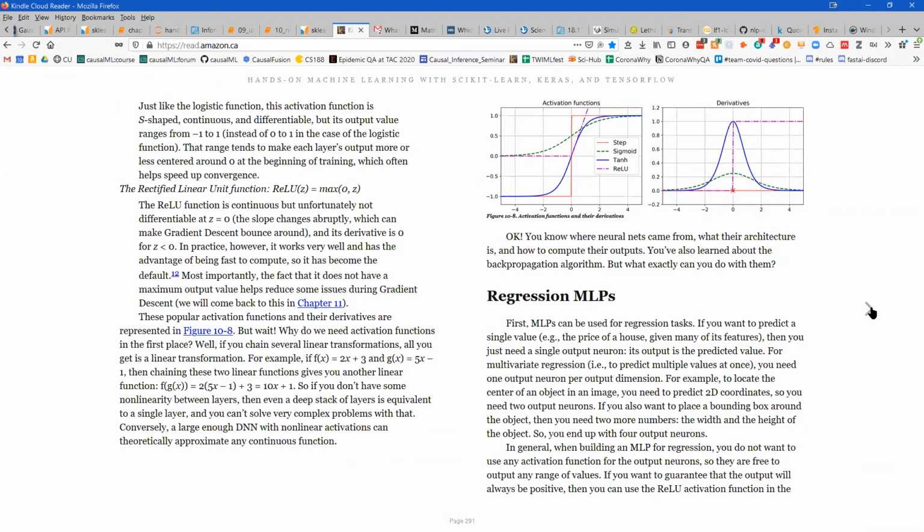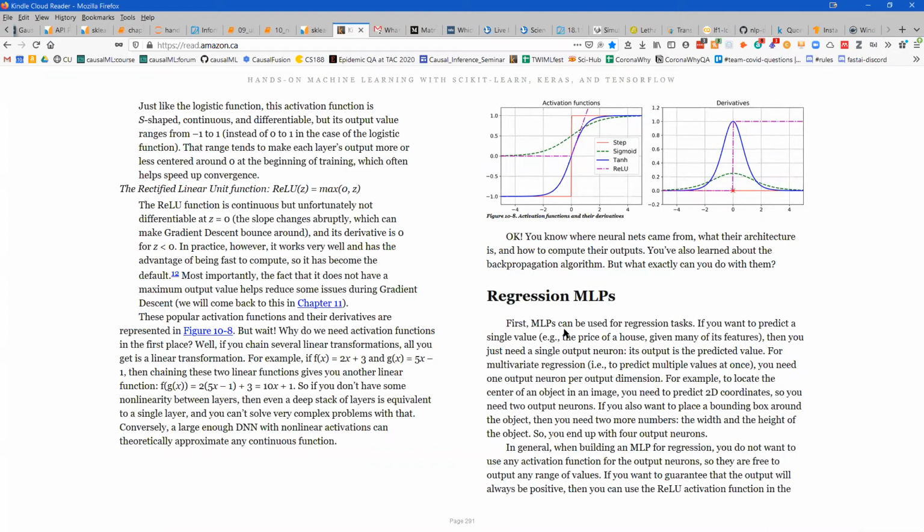Okay, so now there's two more sections in this chapter. Two more sections I want to get through today. How do you apply multi-layer perceptrons to regression problems, and how do you apply them to classification problems?